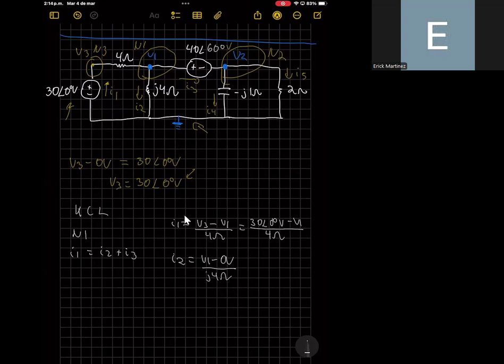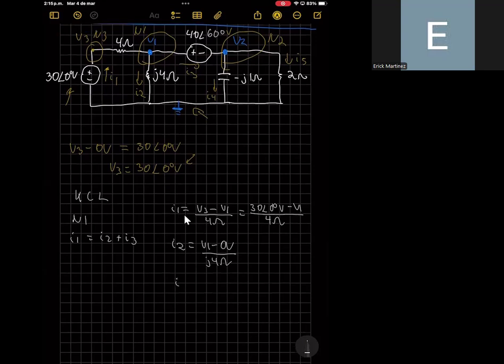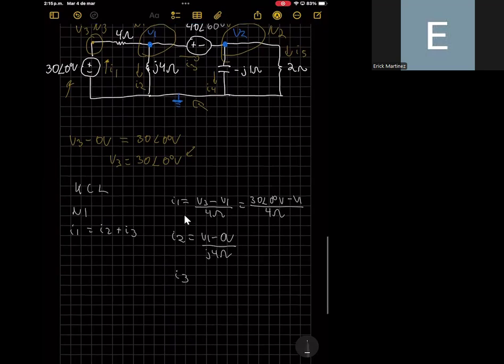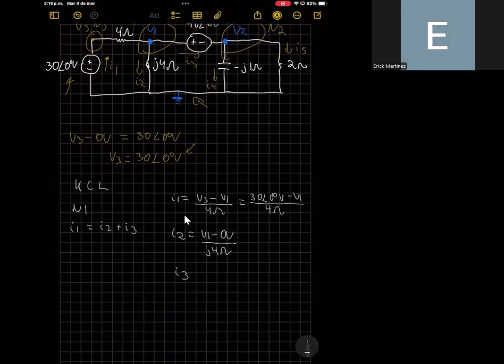Okay, and the problem here is that we cannot compute I3. Why? Because we know the voltage, but we don't know the resistance. So there is no way in which we can compute the resistance in this part. We only know the voltage, but we don't know the resistance in this part. But let's stay with this information until now. We will compute I3 in a different way.